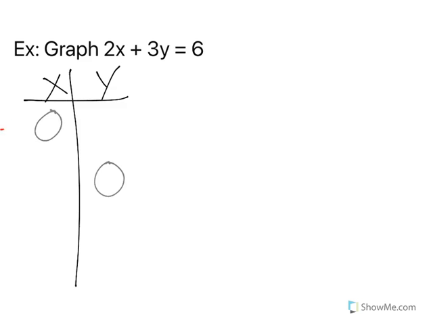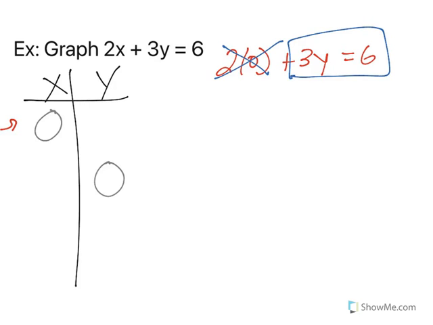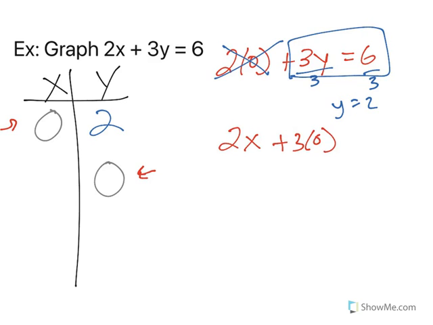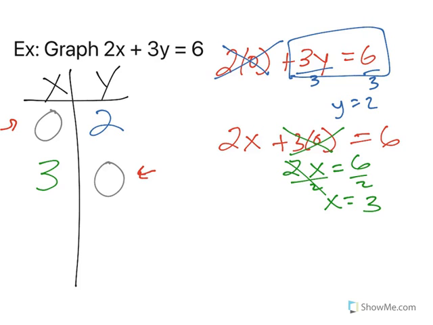Okay, so first, I'm starting with x is 0. So 2 times 0 plus 3y equals 6. Well, we already know that anything times 0 is 0. So I'm really just solving 3y equals 6. I divide both sides by 3, and y is 2. Okay, so now let's go to y is 0. So I have 2x plus 3 times 0 equals 6. Once again, anything times 0 is 0, so I'm really left with just 2x equals 6. I divide both sides by 2, and I know my x value is 3.